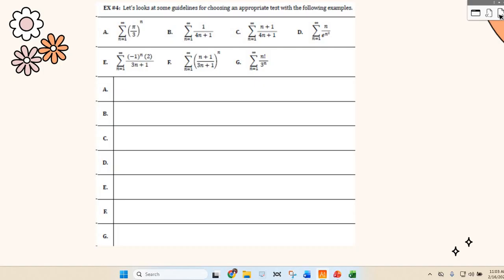Alright, so it says look at the guidelines and we're just going to choose which one we would use. We're not actually going to test the divergence or convergence, we're just going to pick which test we would use. Okay? So on A, I have pi over 3 to the n power. What would we do? Geometric. Okay. What about B?